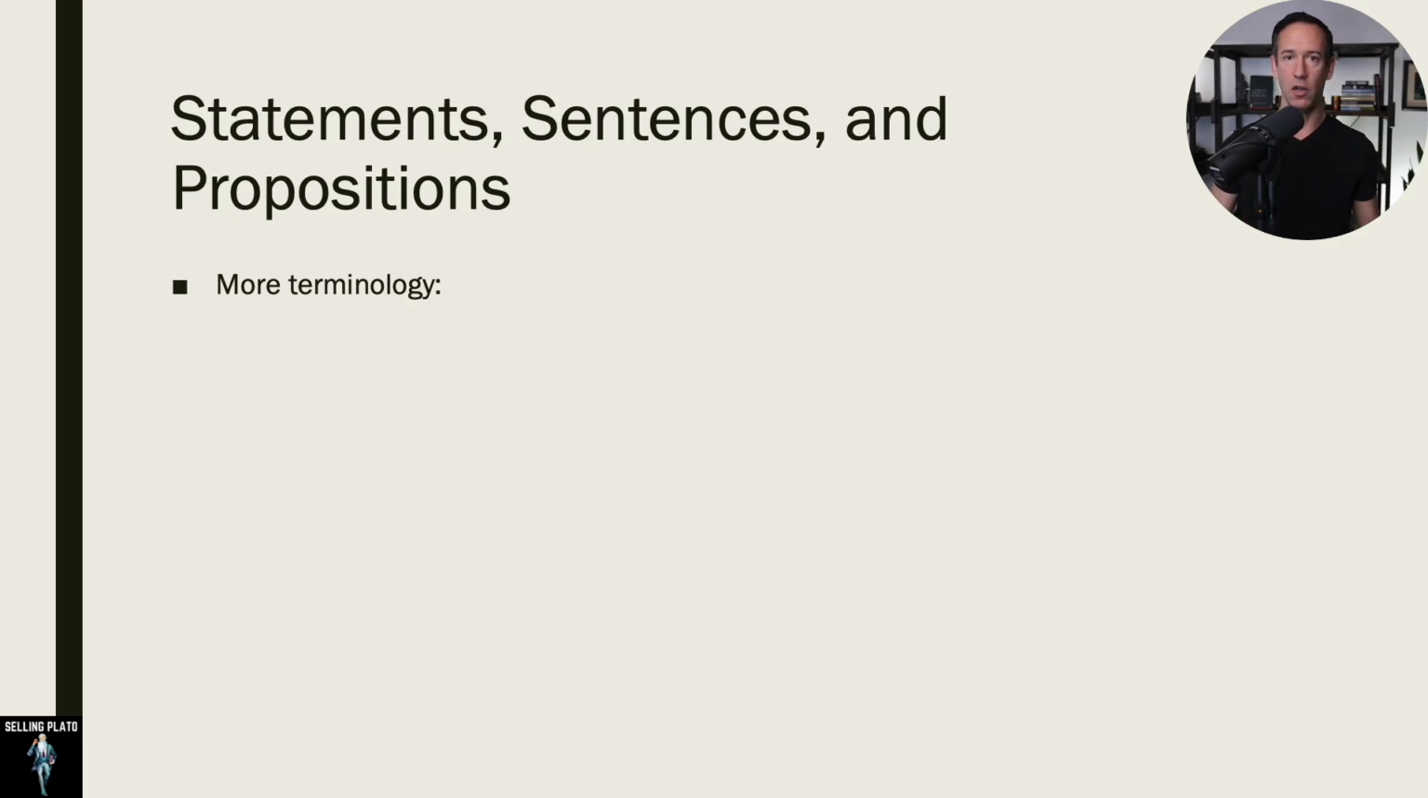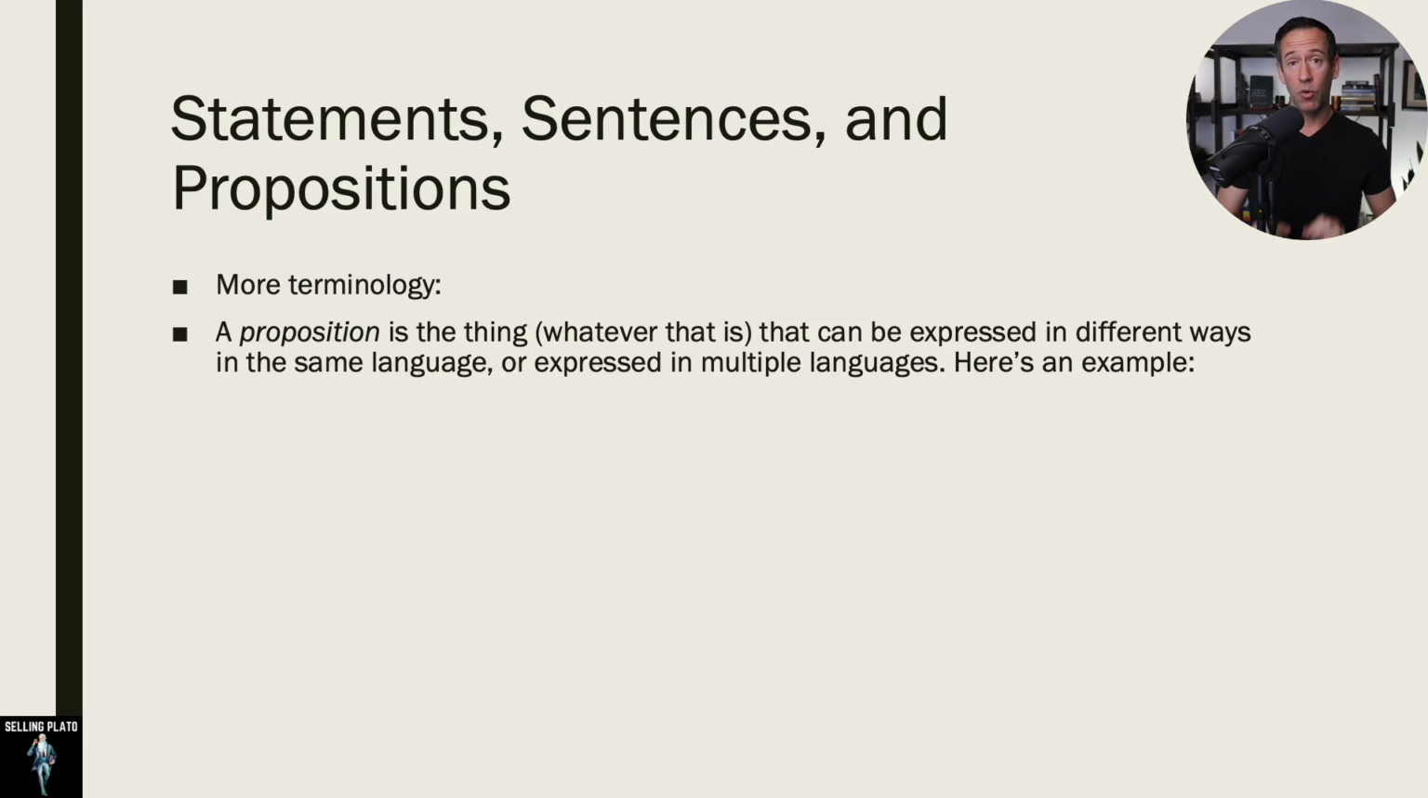Here's a little bit more terminology. A proposition, right? You've heard that word before. Maybe you're not familiar with it, maybe you're a little familiar with it. A proposition is the thing, whatever that is, that can be expressed in different ways in the same language, and we'll talk about that. And it can also be expressed across multiple languages as well. We're going to look at a couple of examples that demonstrate both ways: expressed in different ways within the same language, and expressed across multiple languages.